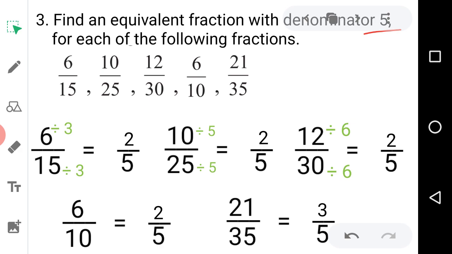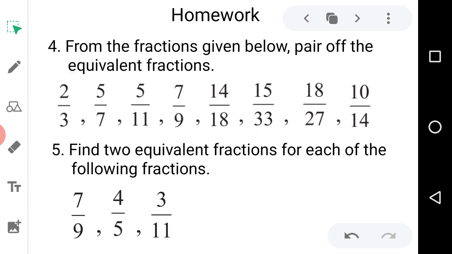Now see, question number 4 and 5. This is your homework. Here we complete problem set 17.